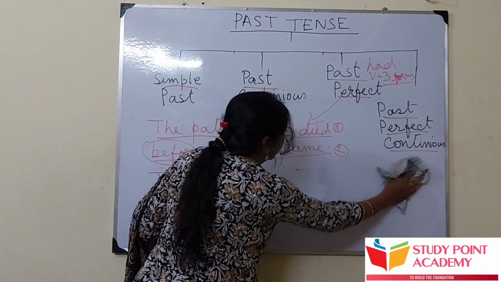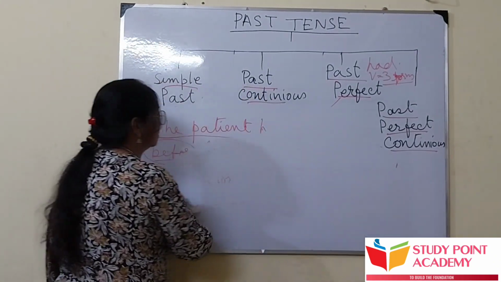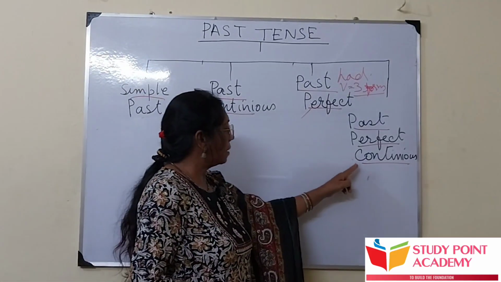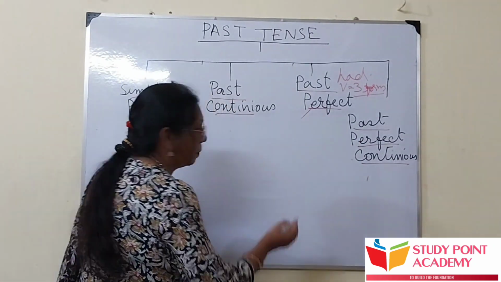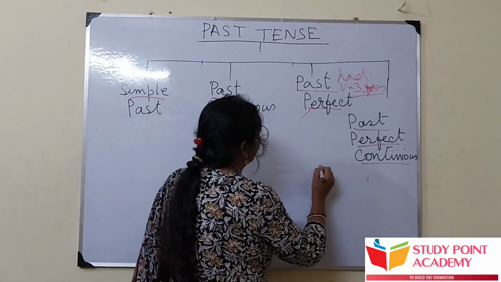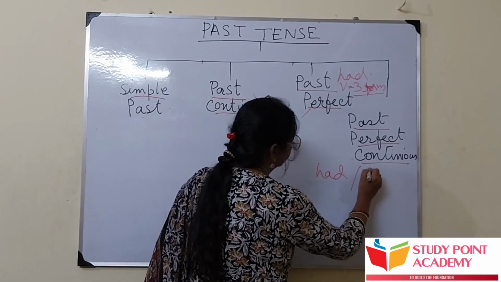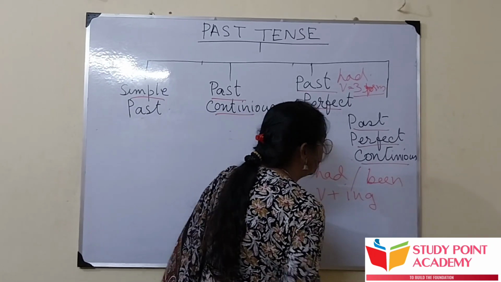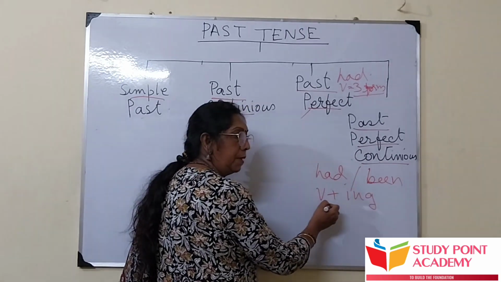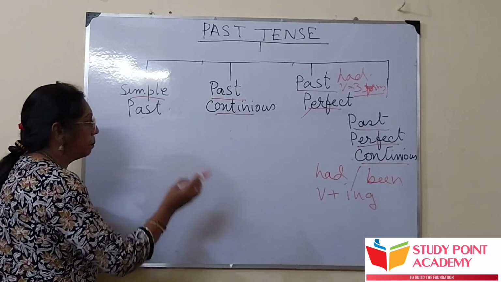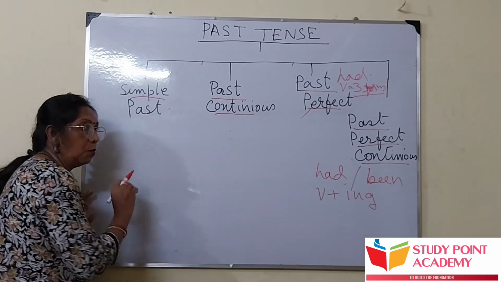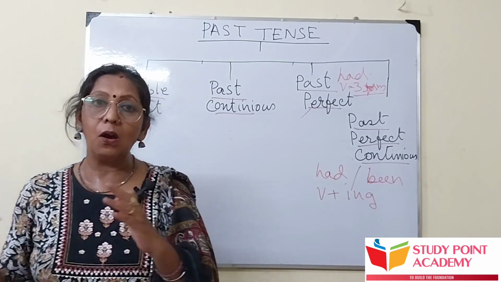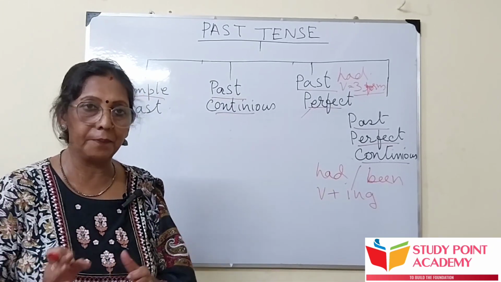Now we are coming to past perfect continuous, the last part. In past perfect continuous, our auxiliary verb is had been and verb plus ing. I have told you before, where there is continuous, the verb will be in ing. Within two actions, one action was going on when the other action happened.